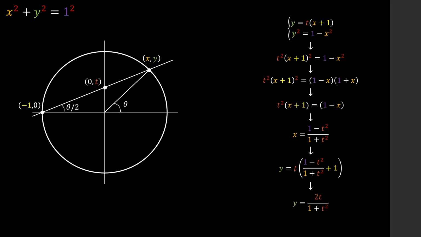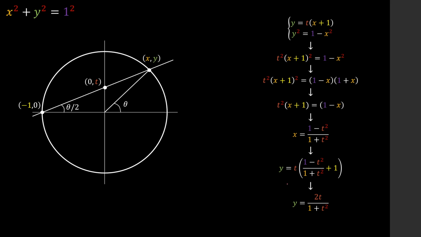And so then if I just multiply by t, I get t minus t cubed plus t, and that t is going to be t times 1 plus t squared, so I'll have t plus t cubed. The t cubes are going to cancel, and the t's are going to add, so we'll get y equals 2t over 1 plus t squared.